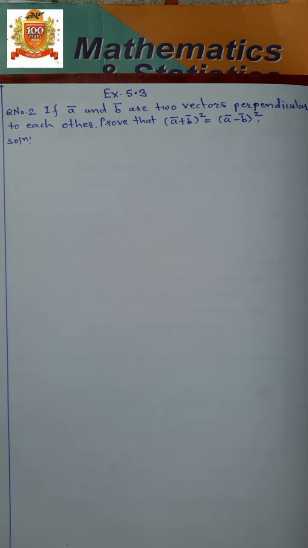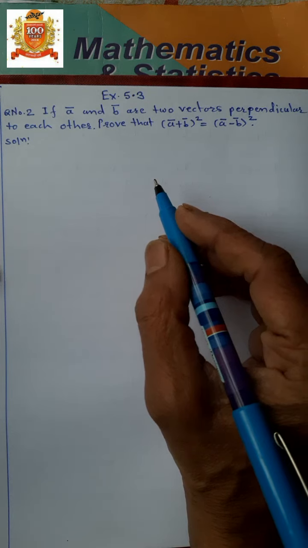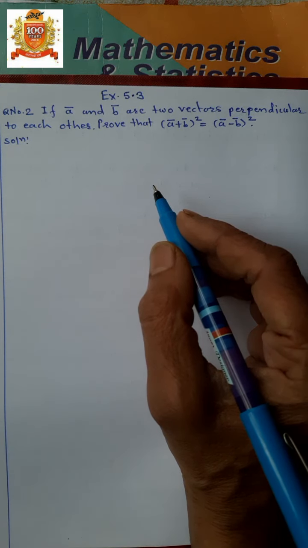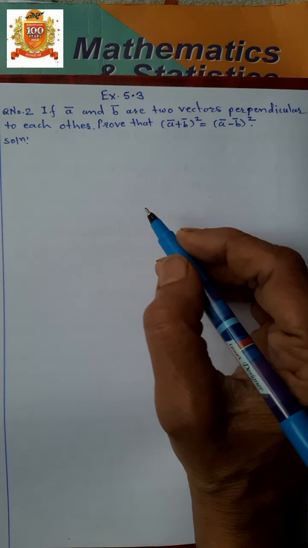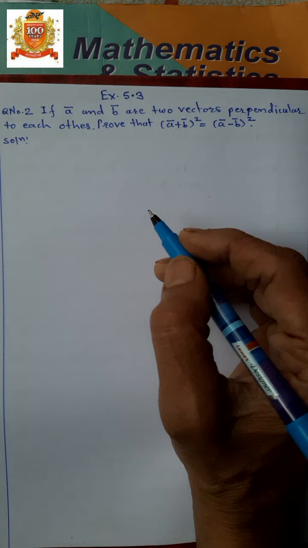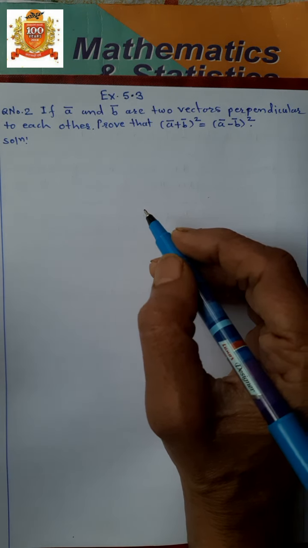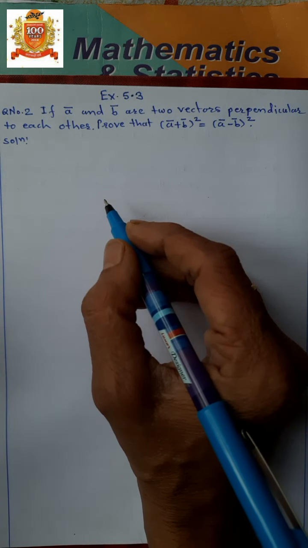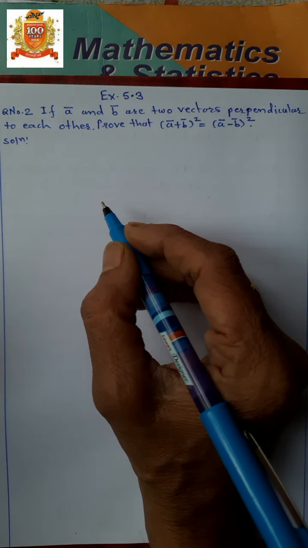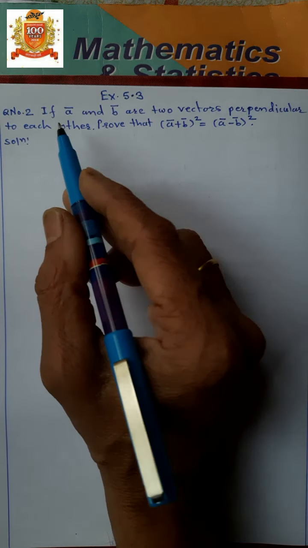Good morning, students. Let us start exercise 5.3, question number 2. The first question is based on vector product, which we will see after studying vector products, isn't it? Now this exercise is completely based on scalar product and three-dimensional geometry. Let us see question number 2.